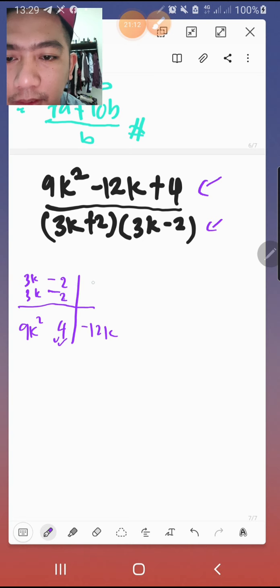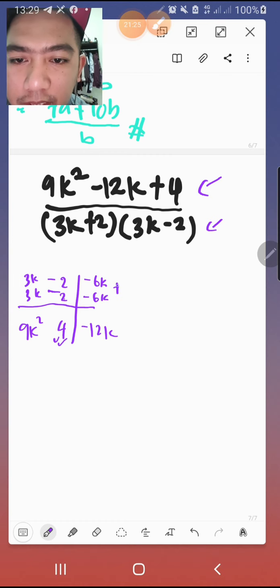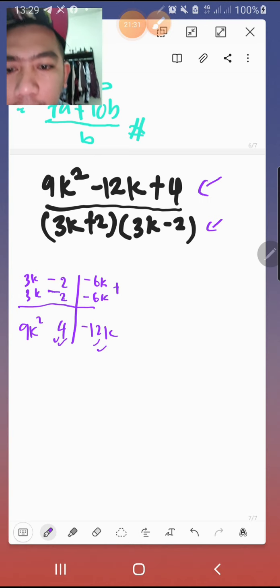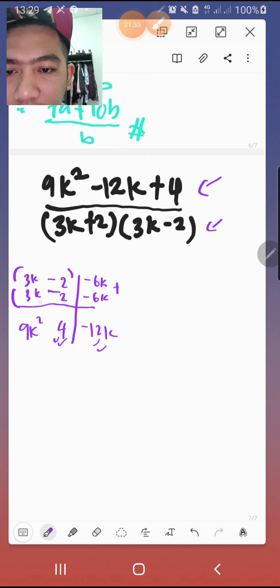3k times negative 2, you will get negative 6k. And then you add, negative 6k plus negative 6k, you will get negative 12k. Then we write again. So this is the factorization.